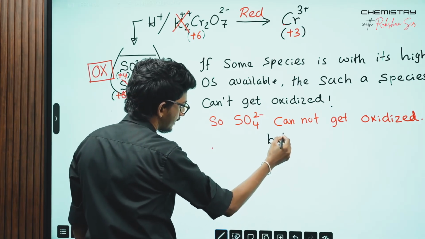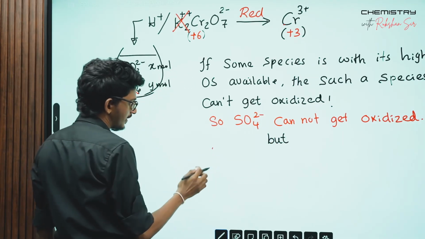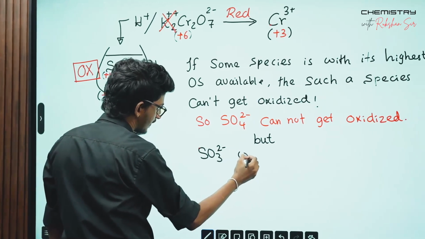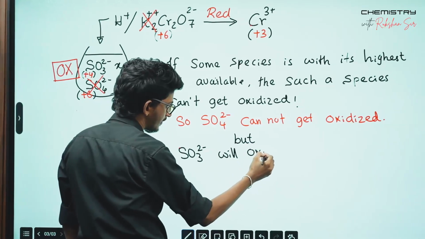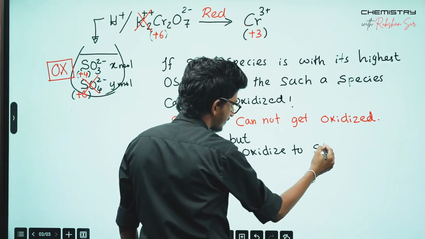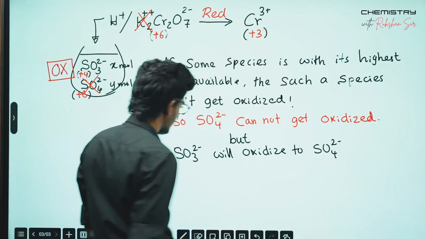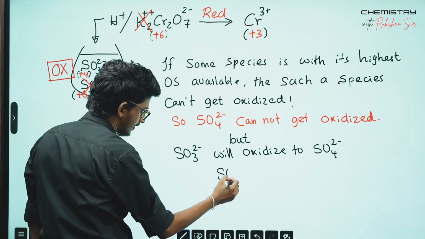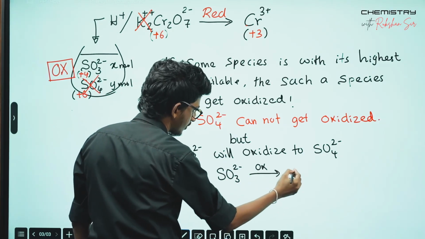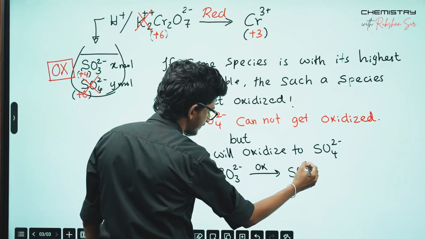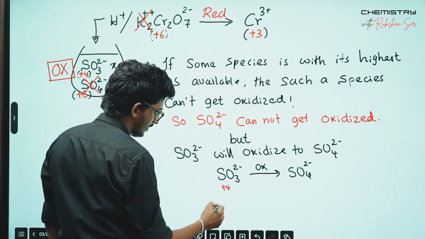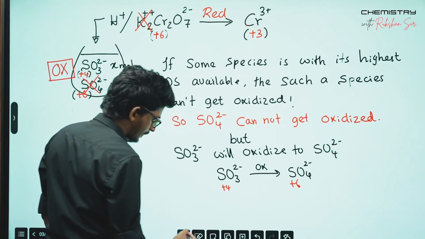But the sulfite will oxidize to sulfate. So the sulfite ion will get oxidized to sulfate here, right? The idea is clear, no? So the +4 oxidation state of sulfite gets oxidized to +6.